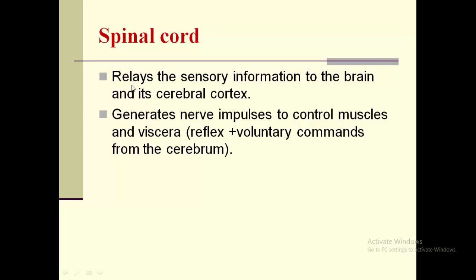So the spinal cord will relay the sensory information to the brain and to the cortex in particular. It generates spinal cord nerve impulses to control muscles and viscera. Viscera is a medical term that refers to الأحشاء اللي هي الرئة، الأمعاء، urinary bladder اللي هي المثانة، whatever. So the spinal cord generates nerve impulses أو نبضات عصبية تتحكم في حركة العضلات والأحشاء.